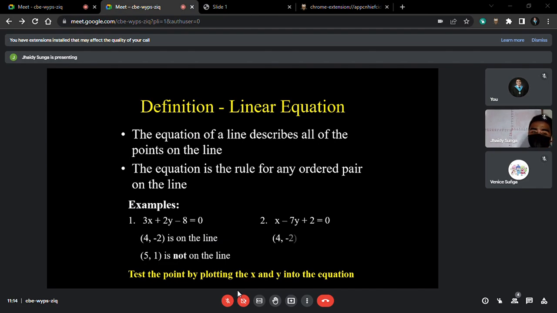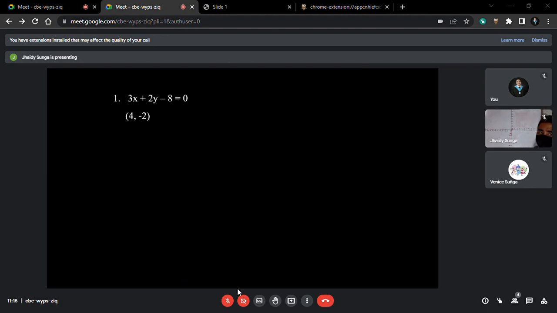All right, so in line number 2, we have 4 and negative 2. It says that from this point, from the second line we have, which is x minus 7y plus 2 is equal to 0, the point is not on the line, while the point 5, 1 is on the line. All right, so let us know that it is said that this point 4, negative 2 from 3x, let us just write.